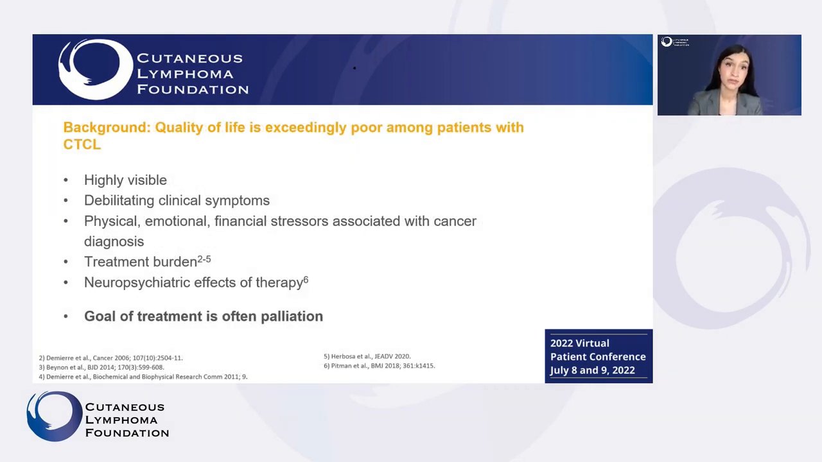And unsurprisingly, we found that CTCL has a really profound and pervasive impact on patients' quality of life for various reasons. And the goal for us when we are treating CTCL is generally palliation, making people feel better, not always curing the disease. So quality of life is one of the most important factors to us to consider when we're making our therapeutic decisions.